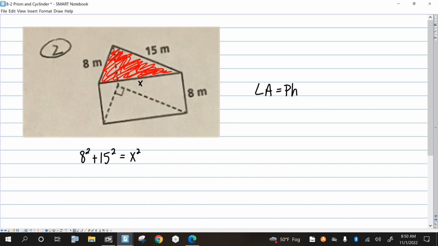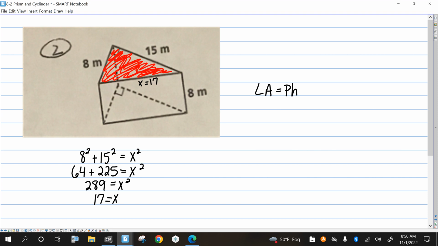We have to have a third side to do the perimeter. So what kind of triangle is it? And what can you use on all right triangles? The Pythagorean theorem. So we can set up our 8 squared plus 15 squared equals x squared. 8 squared is 64. 15 squared is 225. You need to find the perimeter of the base. You need all 3 sides. So the square root of 289 is 17. So our missing side here is 17.